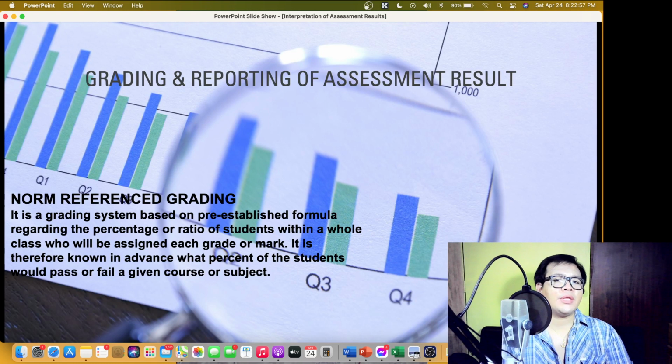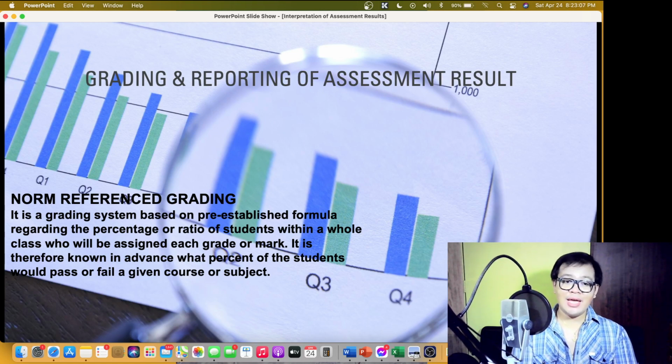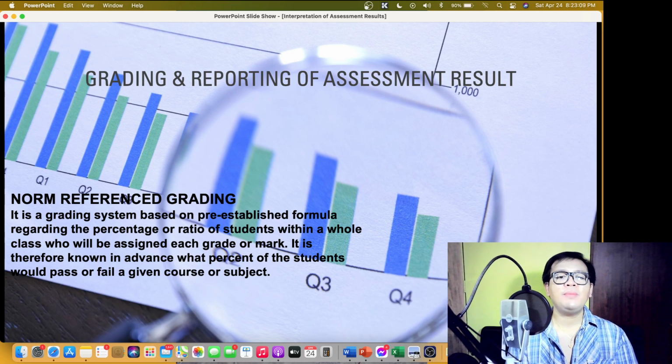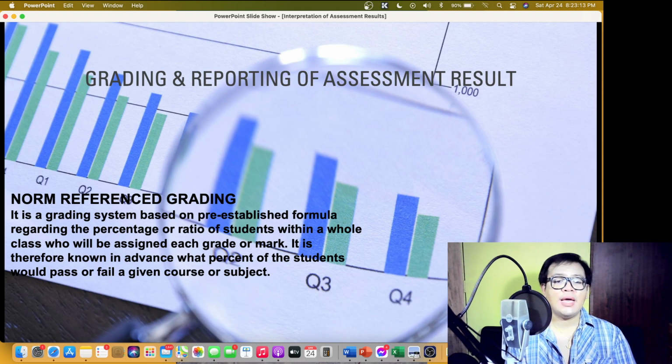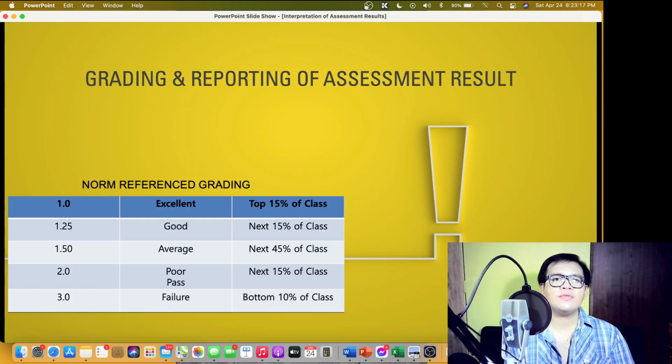Grading and reporting of assessment results. Norm-referenced grading is more of a grading system based on a pre-established formula regarding the percentage or ratio of students within a whole class who will be assigned each grade or mark. It is also therefore known in advance what percent of the students would pass or fail in the course of the subject.